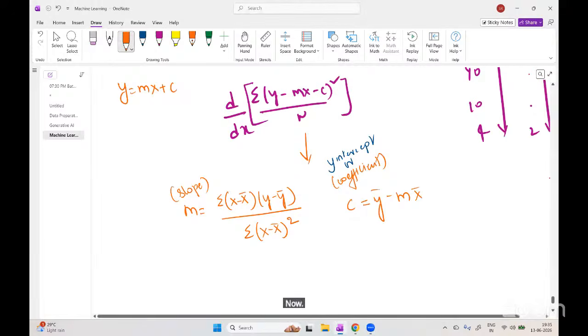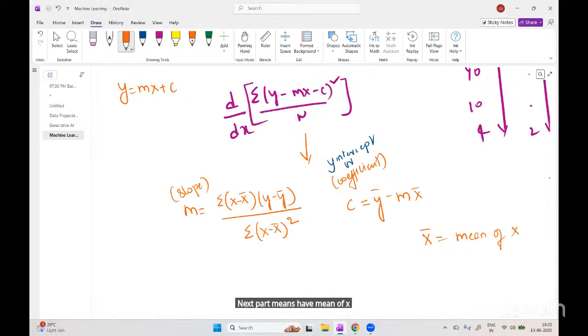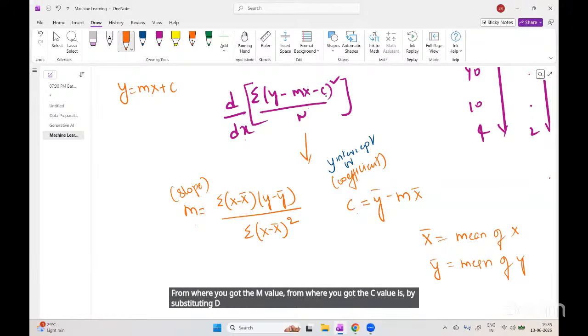Now, here what is x bar? X bar means mean of x. Y bar means mean of y. Y bar is called the mean of y, and x bar is called the mean of x. And finally, you got the equation like this. From where did you get the m value and the c value? By substituting dy by dx of this one. Why do you have to take this one only? Mean square error. Why mean square error only? So everything is connected. Now you understand the logic, why we came in this order, and why I explained MSE first.